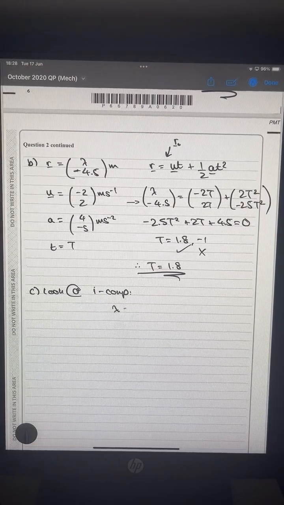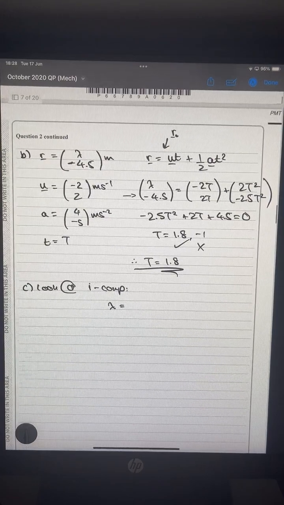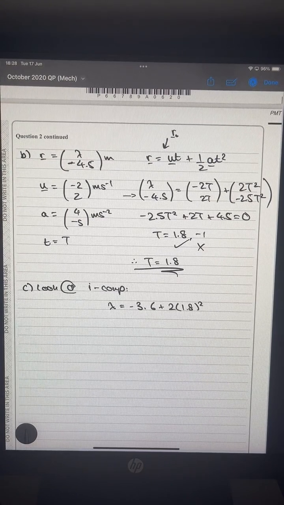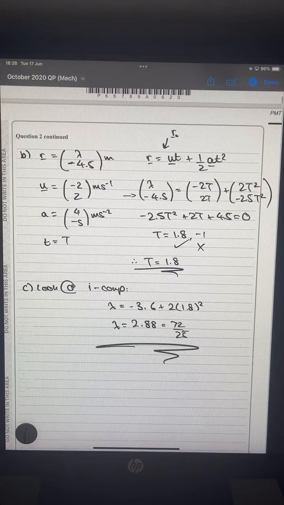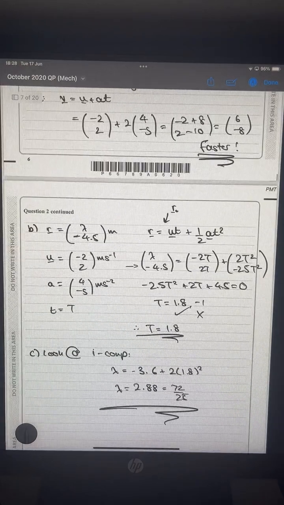So lambda is equal to -2 times 1.8, that's minus 3.6, plus 2 times 1.8 squared, because we know that t is going to be equal to 1.8. That's what we found. It cannot be equal to -1. So then lambda is just equal to 2.88 or 72 over 25. You can give both answers, and that is how you do this type of question.